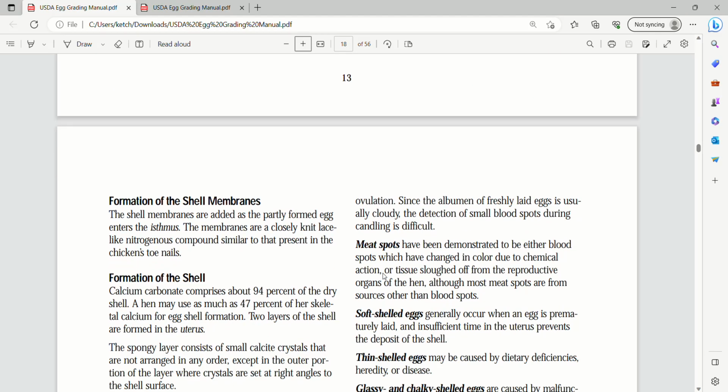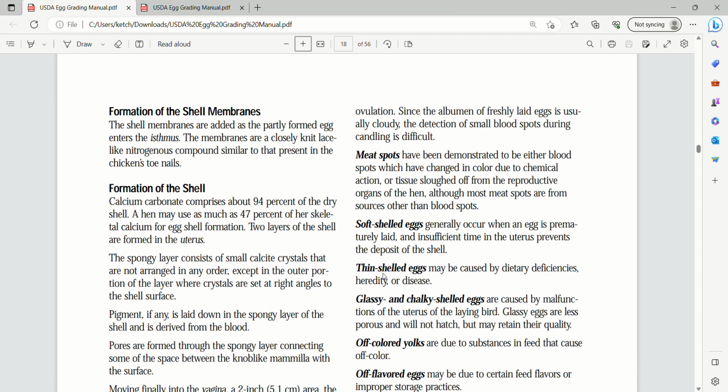Formation of the shell membranes. The shell membranes are added as the partly formed egg enters the isthmus. The membranes are closely knit, lace-like nitrogenous compound similar to that present in chickens' toenails.